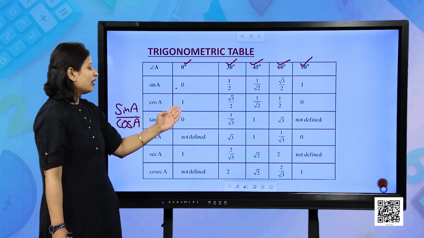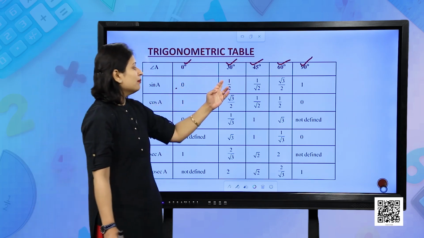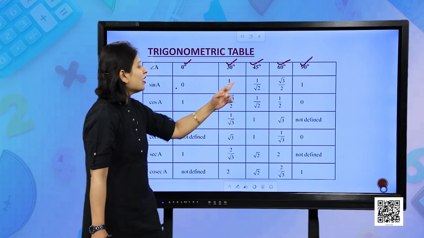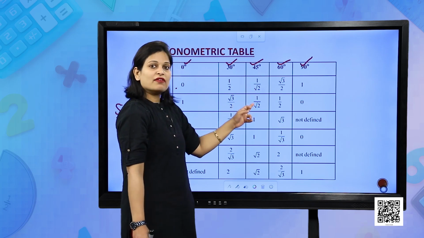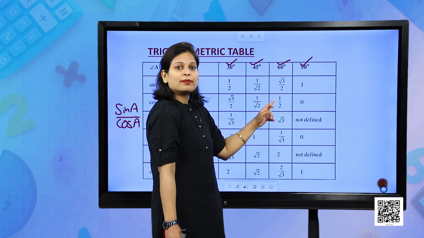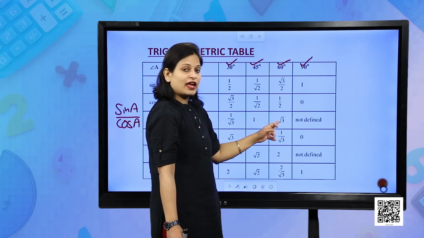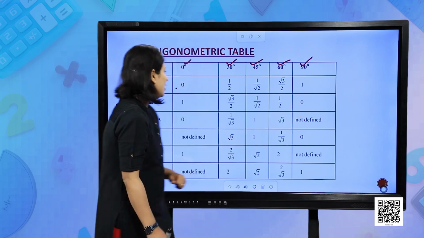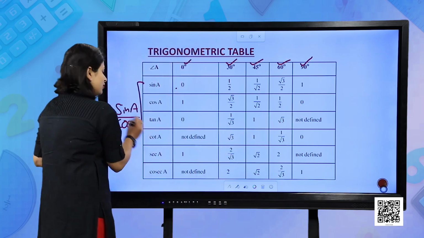See, 0 upon 1 you will get 0, 1 by 2 divided by root 3 by 2 you will get 1 by root 3, 1 by root 2 divided by 1 by root 2 you will get 1, root 3 by 2 divided by 1 by 2 you will get root 3 and 1 divided by 0 is not defined. Now, these three values are clear to you.